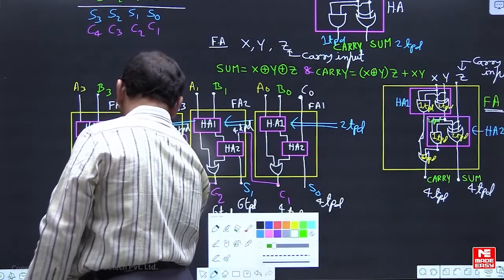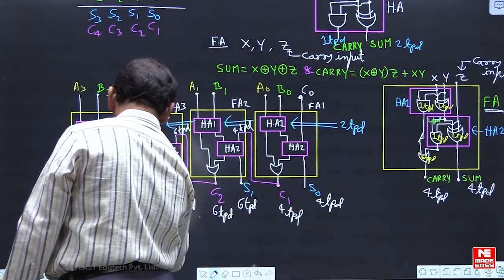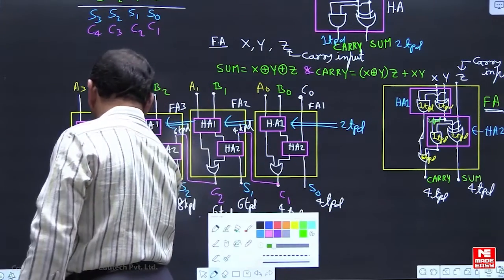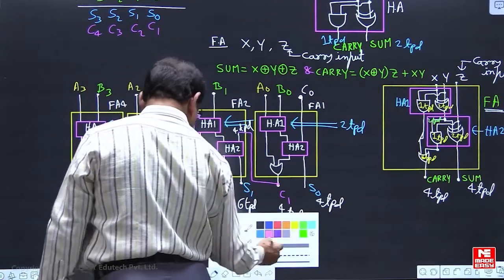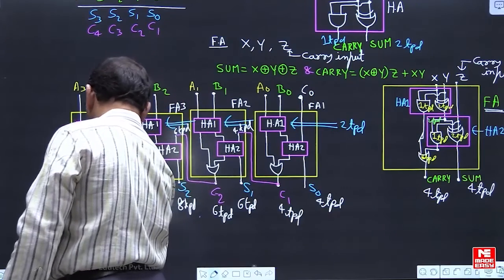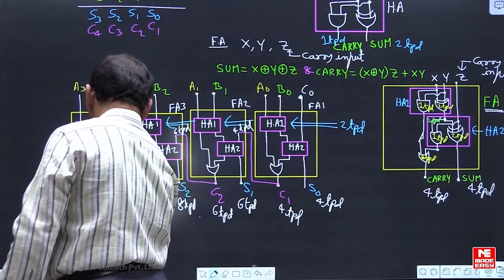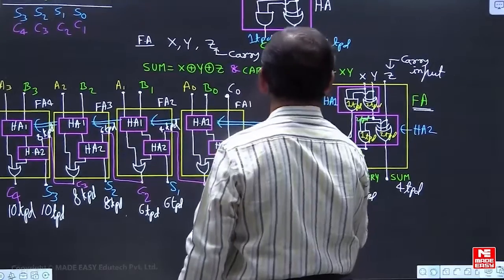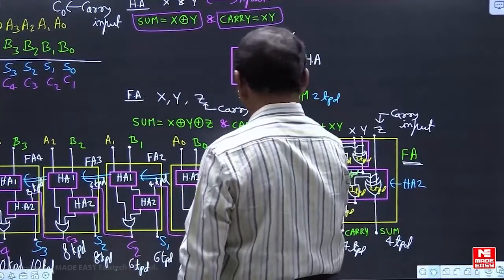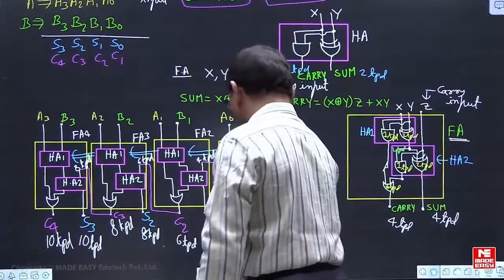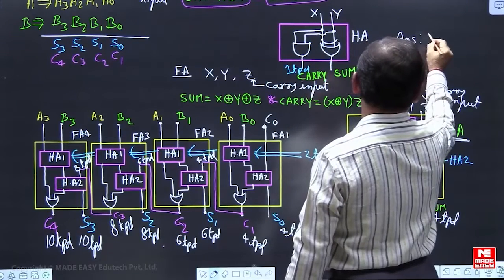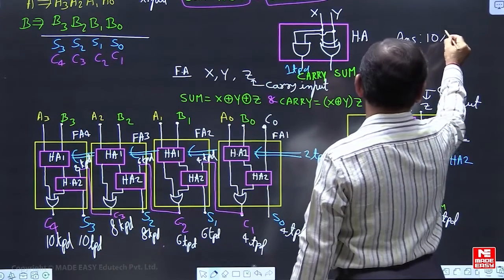So 8 TPD plus 2 TPD, 10 TPD. And we are looking at this carry C4, which is also 10 TPD. So based on this, we are looking to the answer. So the answer is 10 TPD.